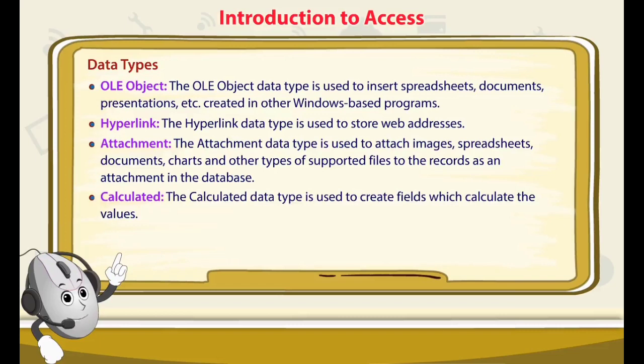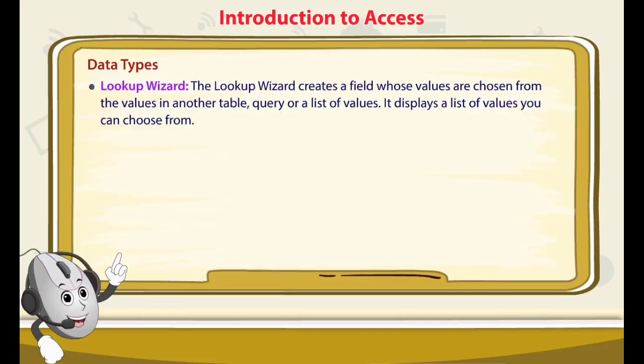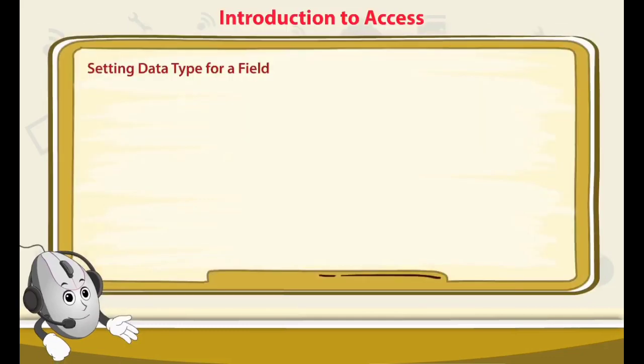Calculated. The calculated data type is used to create fields which calculate the values. Lookup wizard. The lookup wizard creates a field whose values are chosen from the values in another table, query, or a list of values. It displays a list of values you can choose from.